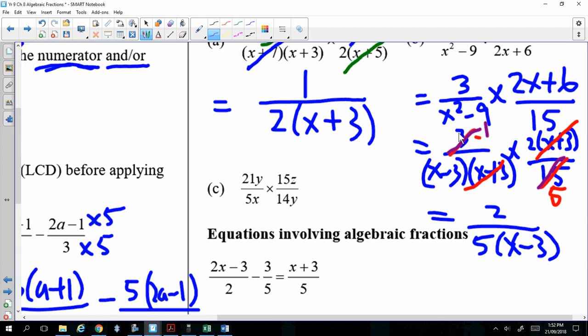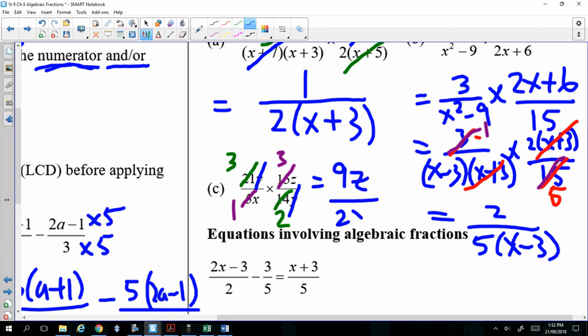One more. Next question. The y cancels with the y. The 21 cancels with the 14. Divide 21 by 7, you get 3. Divide 14 by 7, you get 2. Does that make sense? And then 5 divided by 5 is 1, and 15 divided by 5 is 3. So the answer will be 9z over 2x. Does that make sense? Yeah, that's a simple one.